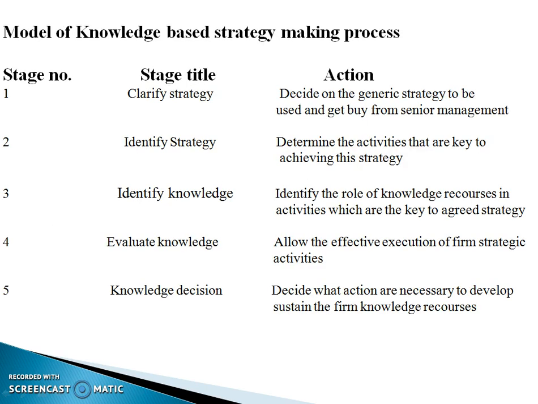Now the model of the knowledge-based strategy making process. Stage number 1 is clarifying strategy, which decides on the generic strategy to be used and gets buy-in from the senior management. The second stage is identifying strategy, which determines the activities that are key to achieving this strategy. The third stage is identifying knowledge. It will identify the role of knowledge resources in the activities which can be key to the agreed strategy.